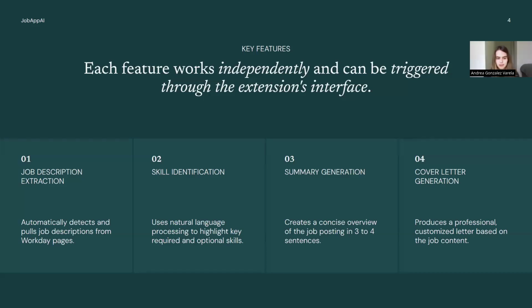Here are the 4 independent features users can trigger as needed. First, job description extraction, which detects and pulls text from Workday automatically. Second, skill identification applies natural language processing to flag required and optional skills. Third, summary generation condenses the posting into a concise overview. Fourth, cover letter generation produces a professional, customized letter aligned to the job. Each feature is modular, so users choose exactly what helps them in the moment.